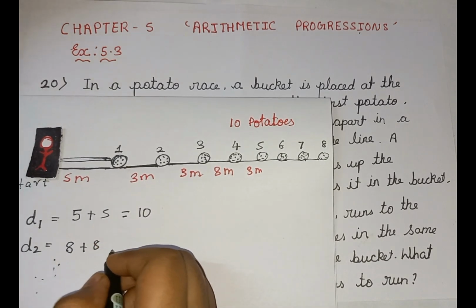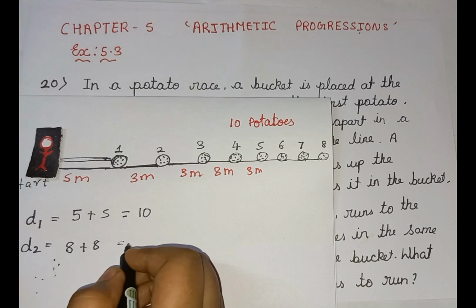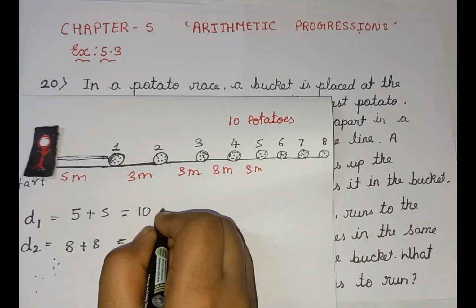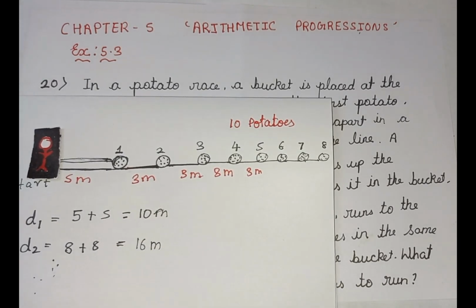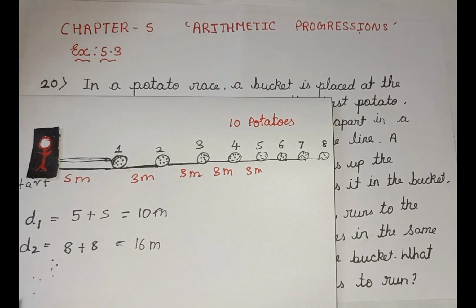Okay, so now what we are supposed to do? Now we are supposed to add. So when we add, we will get 16. So 10 meter here, and here it is 16 meter. So likewise we are supposed to go to the third potato.